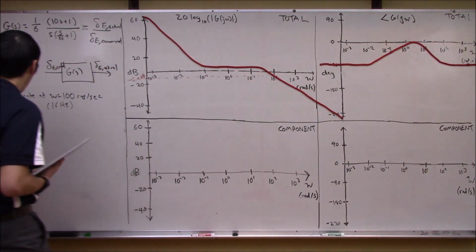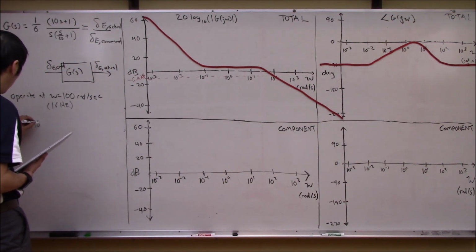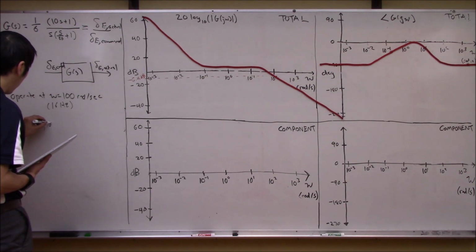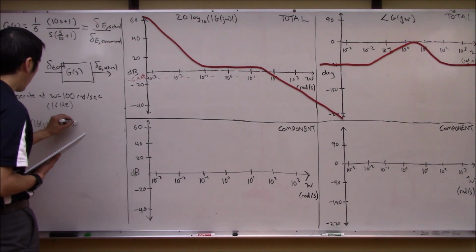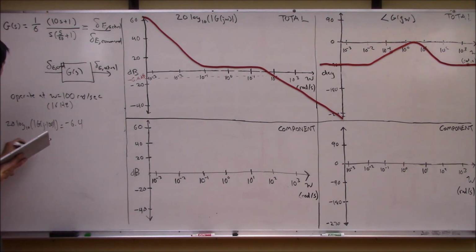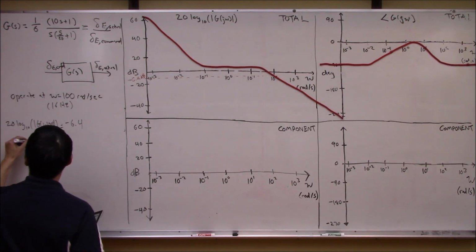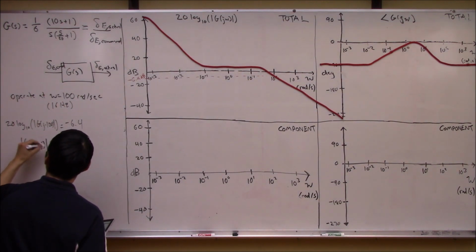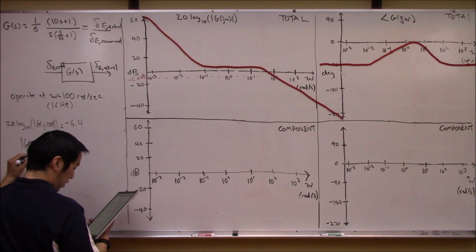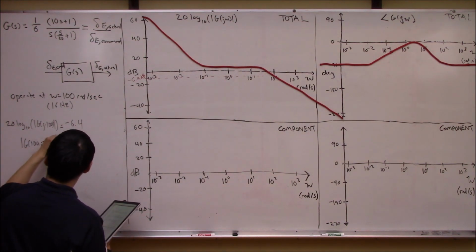What this means is 20 times log base 10 of the magnitude of G of j times 100, so this was at 100 radians per second, this was negative 6.4. If you solve this for the magnitude, the magnitude of G of 100j comes out to, I think, 0.48-ish.